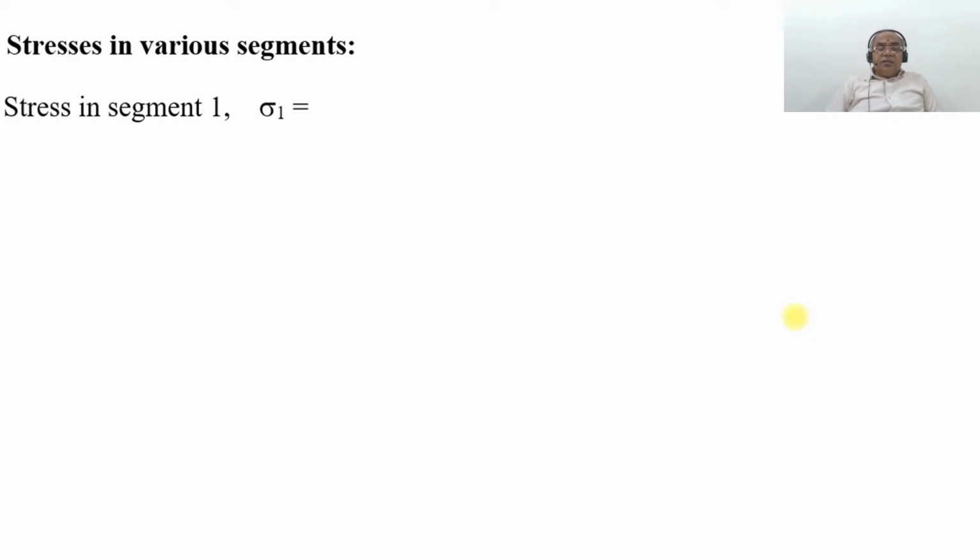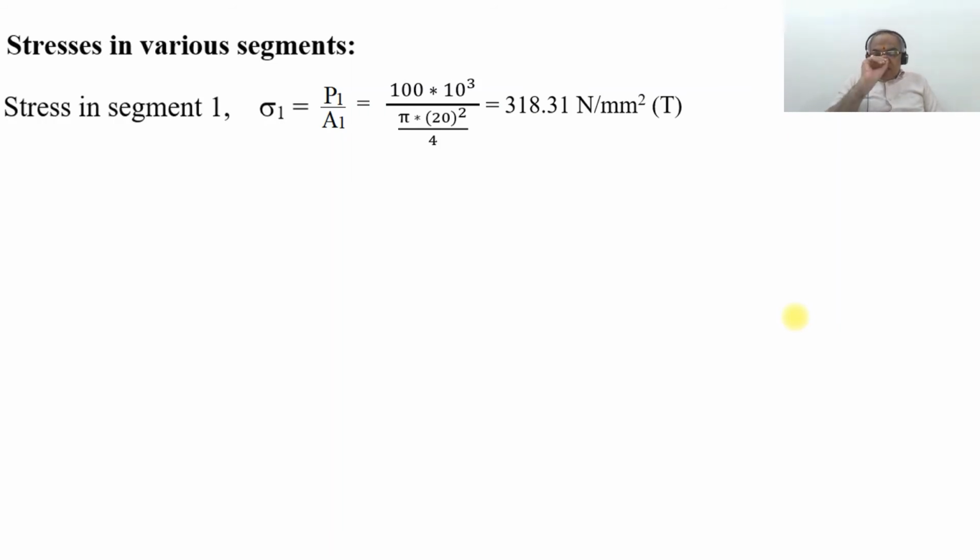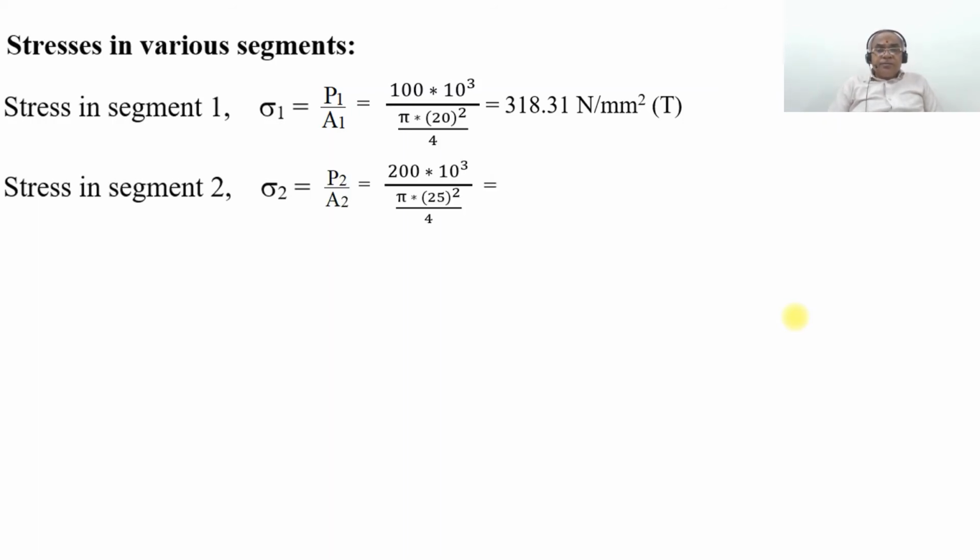Stress in the segment 1, sigma 1, will be equal to P1 by A1. P1 we know is 100 kilonewton, so 100 into 10 to the power of 3 divided by pi by 4 into 20 square. On simplification, you will get 318.31 Newton per mm square, which is tensile. Similarly, stress in the segment 2, sigma 2, is equal to P2 by A2, which is 200 into 10 to the power of 3 by pi by 4 into 25 square, which is equal to 407.44 Newton per mm square. Again, it is compressive in nature.